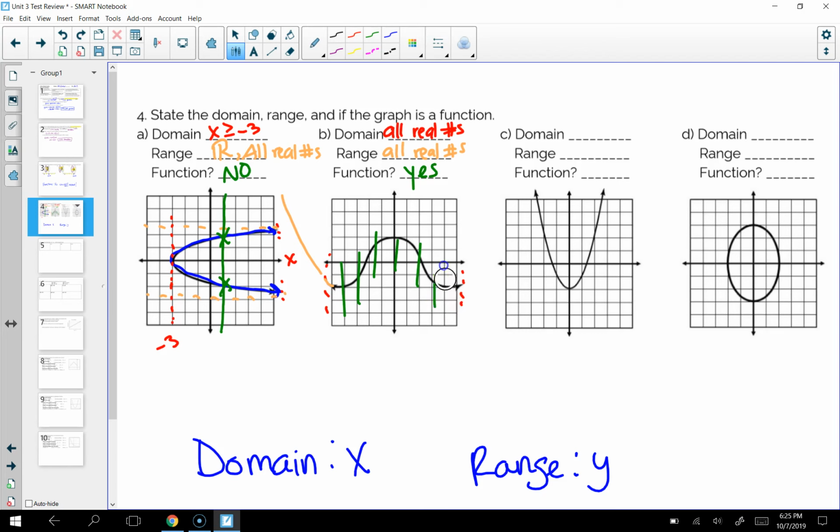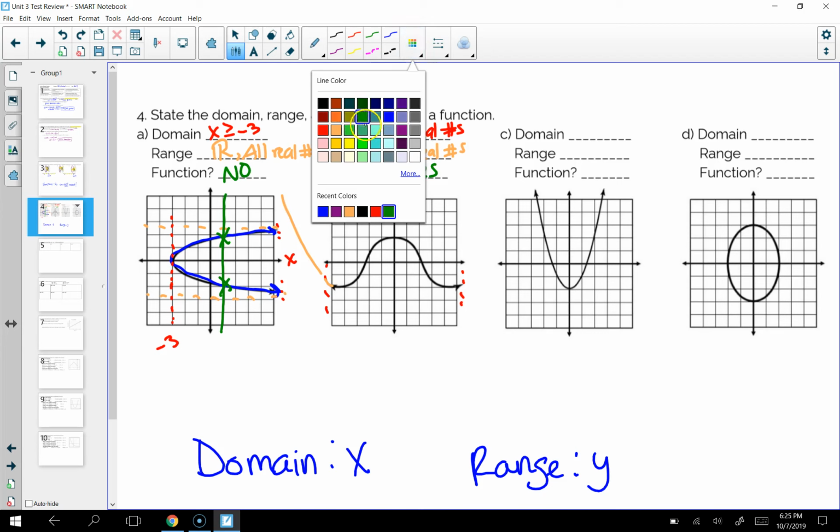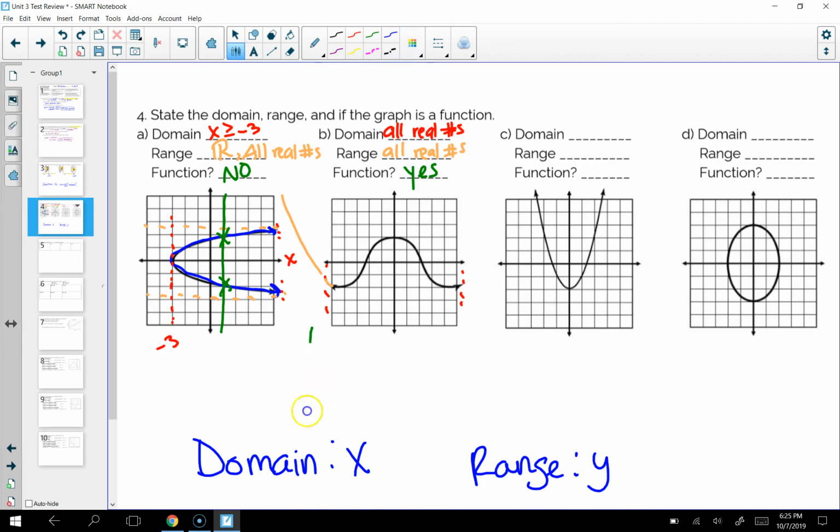Alright, remember what you can also do is you can take your pencil. I'm going to use this green line. We're going to pretend this is a pencil. Okay?